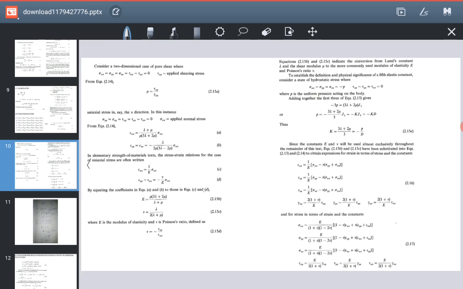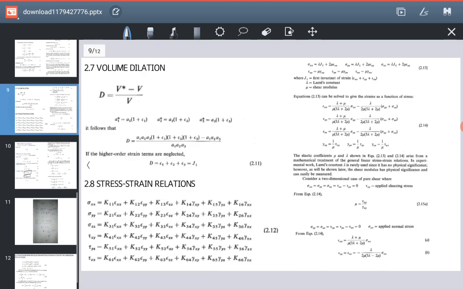Now I'm going to put equations 2.15b and 2.15c into equations 2.13 and 2.14. So 2.13, I guess, is this equation. So where are 2.15b and c? I'm going to substitute these values in equation 2.13, and 2.14.